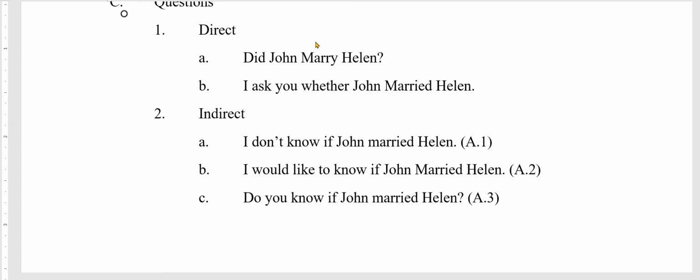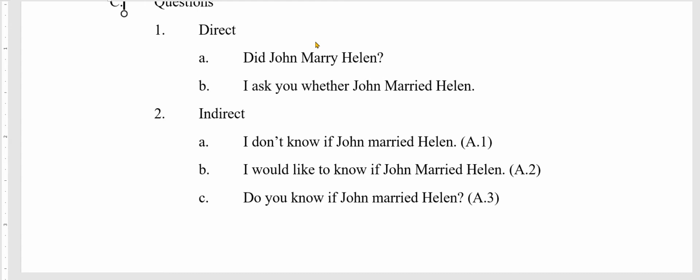So the sentence is phrased more as a declarative, but then the speaker is probably going to give information to that. Yeah, John did or he did not marry Helen. B, I would like to know if John married Helen. Again, that's an indirect speech act. And C, do you know if John married Helen?